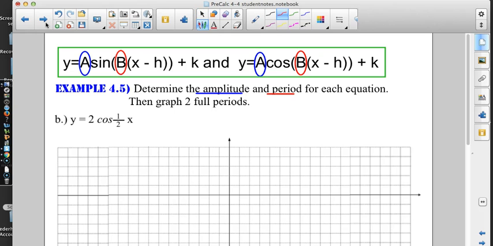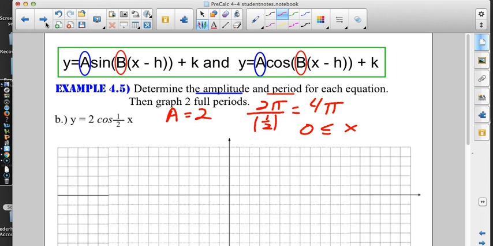So amplitude is 2. Period is going to be 2 pi over b, the absolute value of 1/2. Well, we don't divide by fractions, we multiply by the reciprocal. And here's where we see that longer period, because we're doubling. We're making it twice as long with that 1/2. X's are always opposite. Well, that's not hard to break into increments once we see it like this.